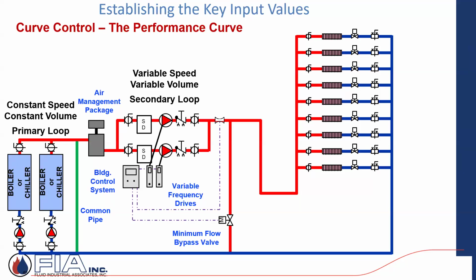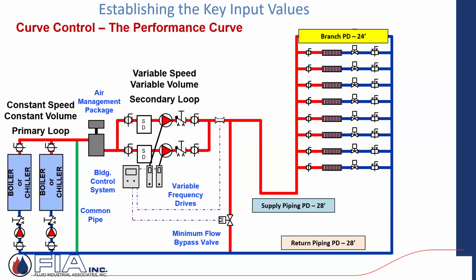It's a busy drawing here, but what it's showing is a couple of boilers or chillers, primary, secondary, air separation, air management, secondary loop pumps, variable speed, variable volume, with a drive, maybe some type of minimum bypass for the pump. And then we've got these numbers here, just applying some pressure drop. They're saying supply piping pressure drop is about 28 feet. Return piping pressure drop for the system is 28. And then the branch, the control valve pressure drop is a total of 24 feet.